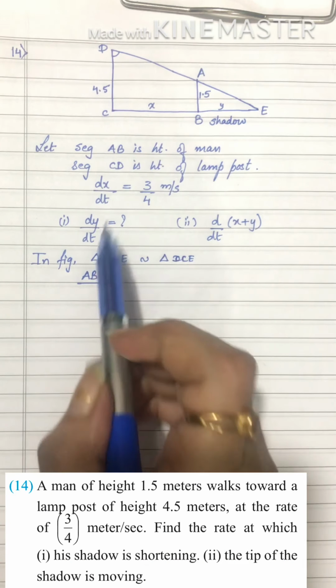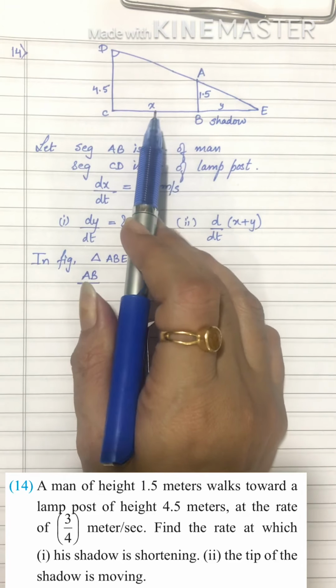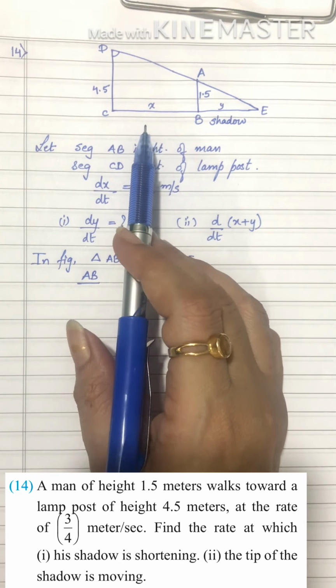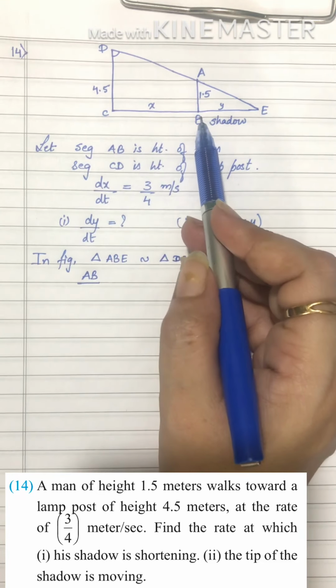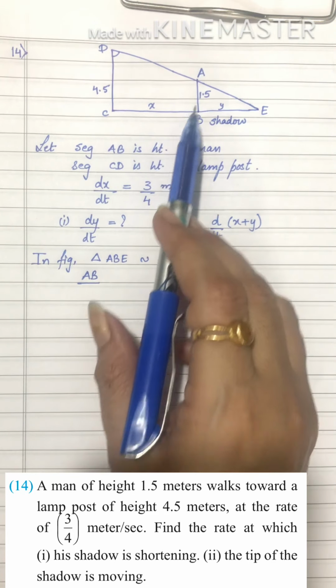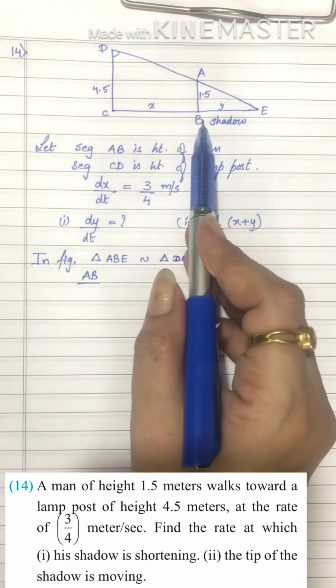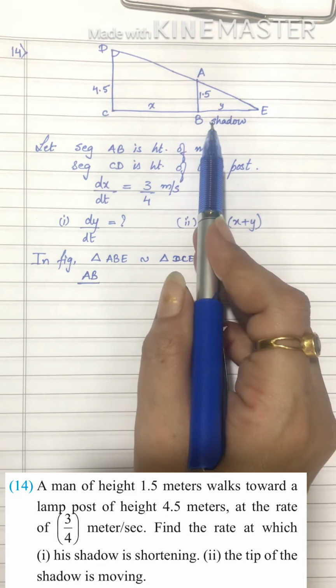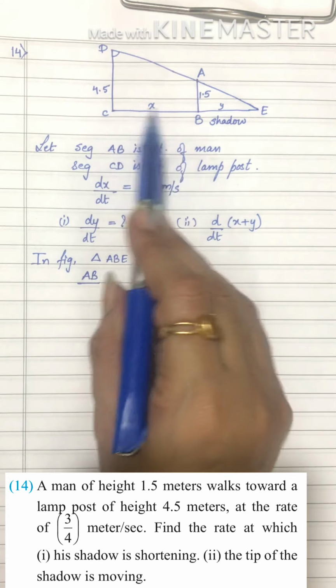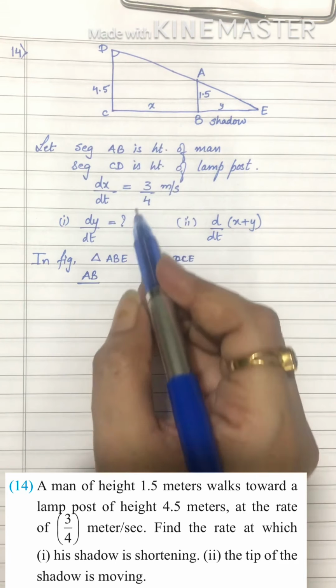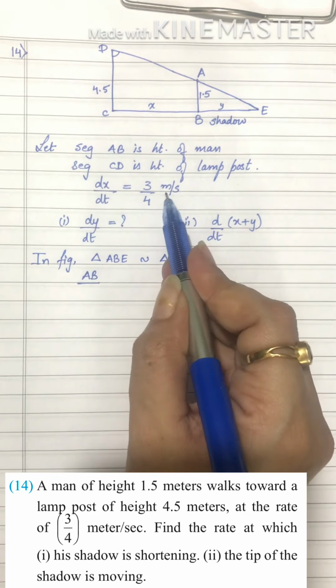Okay, now in question number 14 I have already drawn the diagram which I explained to you in number 13, so you will be able to draw this by reading the question. Now here we are again taking, let AB be the height of the man and CD be the lamp post, and BE is representing the shadow. I have taken it as y, and CB length I have taken as x. Here dx upon dt is given to us as 3 upon 4 meter per second.